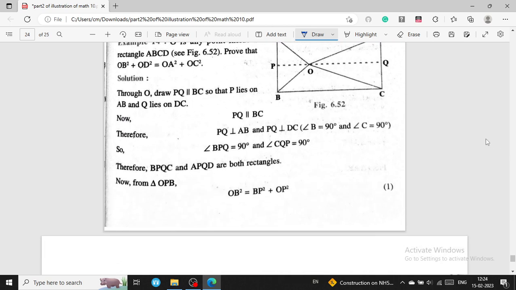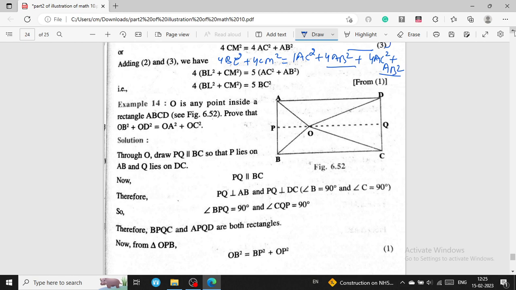Now in this example we have given, this is very important, O is any point inside a rectangle ABCD. Prove that OB square plus OD square is equal to OA square plus OC square.